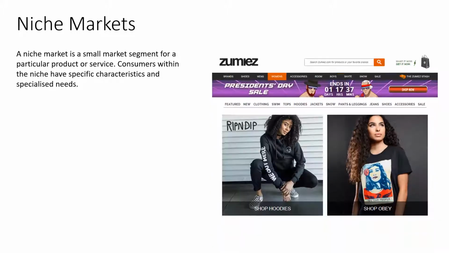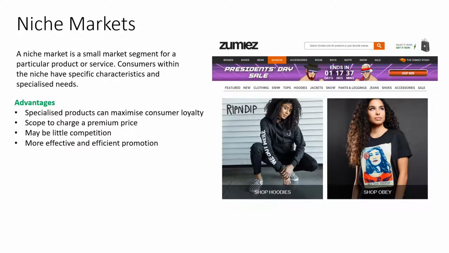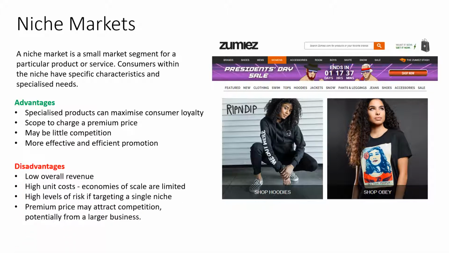So let's start off with what we mean by a niche market. A niche market is a small market segment for a particular product or service. Consumers within this niche have specific characteristics and specialized needs. The advantage of targeting a niche market is we can have specialized products that can maximize consumer loyalty. We can charge a premium price. There may be little competition, and we can do more effective, more targeted and efficient promotion.